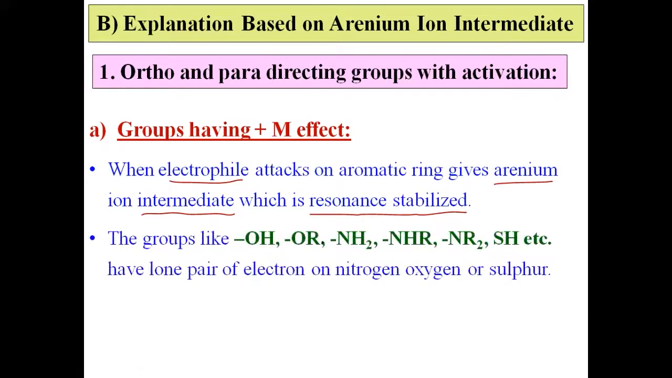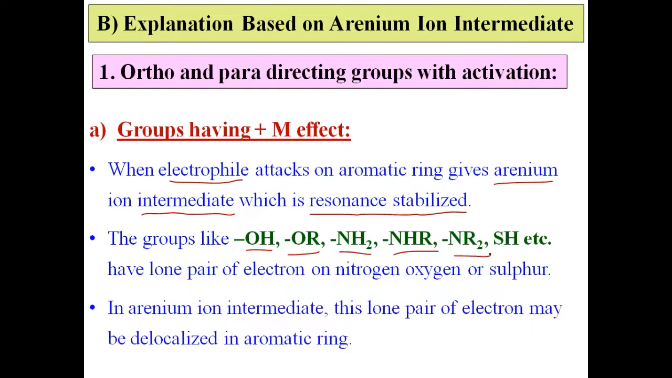Now let us see which groups have plus M effect. For example, OH, OR, NH2, NHR, NR2, SH, etc. They have a lone pair of electrons on oxygen, sulfur, or nitrogen, and they show the plus M effect. What happens when an electrophile attacks the monosubstituted benzene, and how do we get the Arenium ion? We will see one by one. Suppose the attack of the electrophile is at the ortho position, at the para position, and at the meta position.